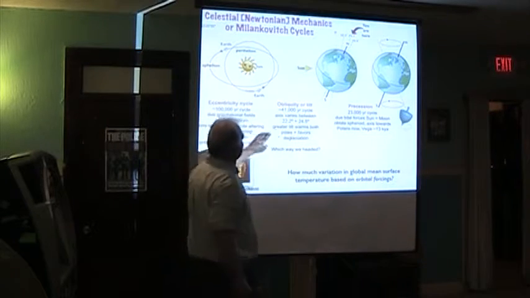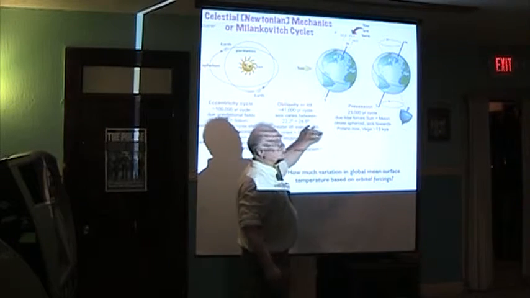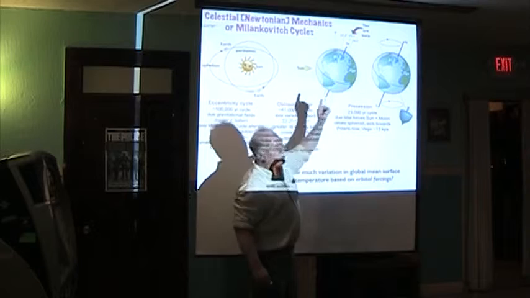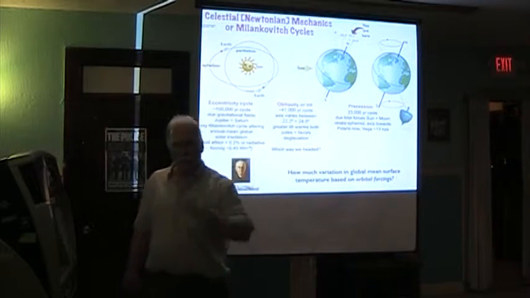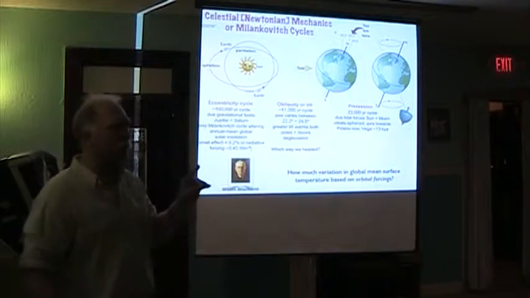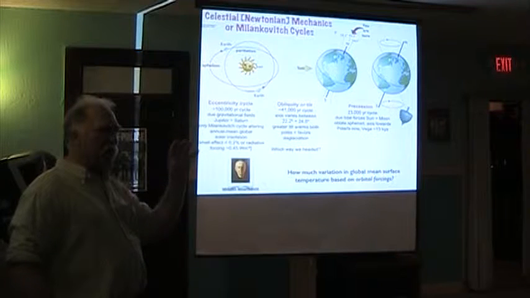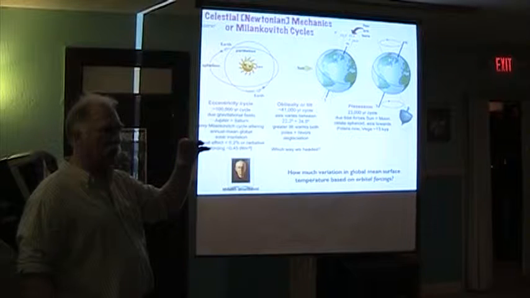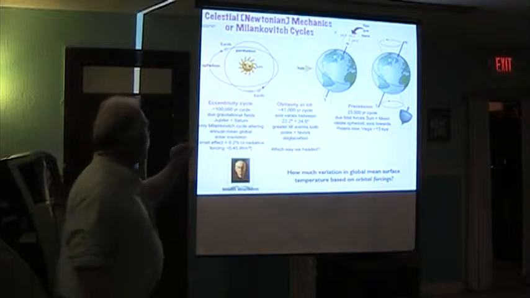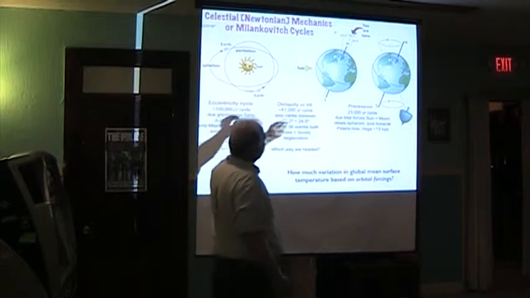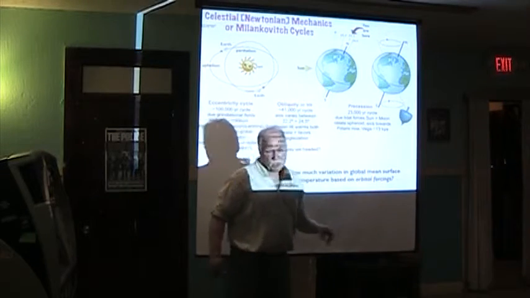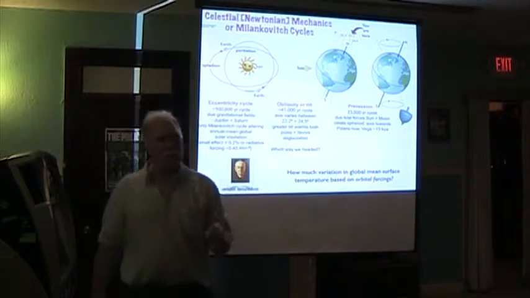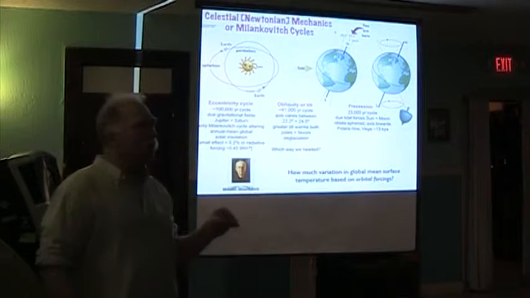All right, so it turns out the axis varies between 22.2 and 24.5 degrees, and we are right now at 23.5, so we're kind of in the midpoint of the cycle. But here's the point. Obviously, the orientation of that planet does not change the amount of the Sun's energy that's hitting it, but it does change the distribution of the Sun's energy. So that, for example, if you're more at the 24.5, you're more likely to melt the polar ice. Now, why should that be?